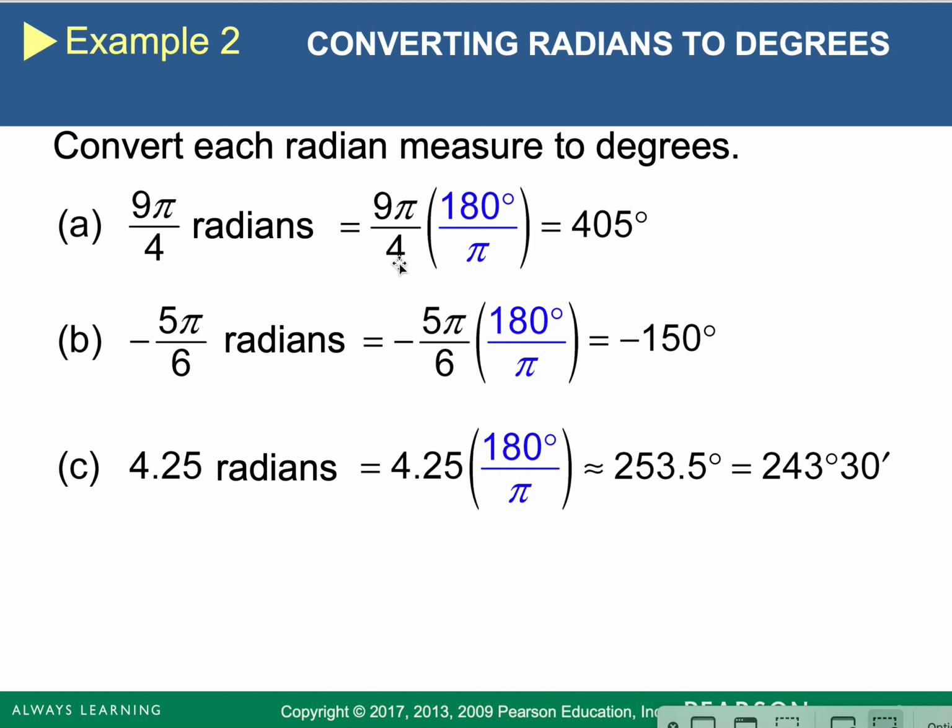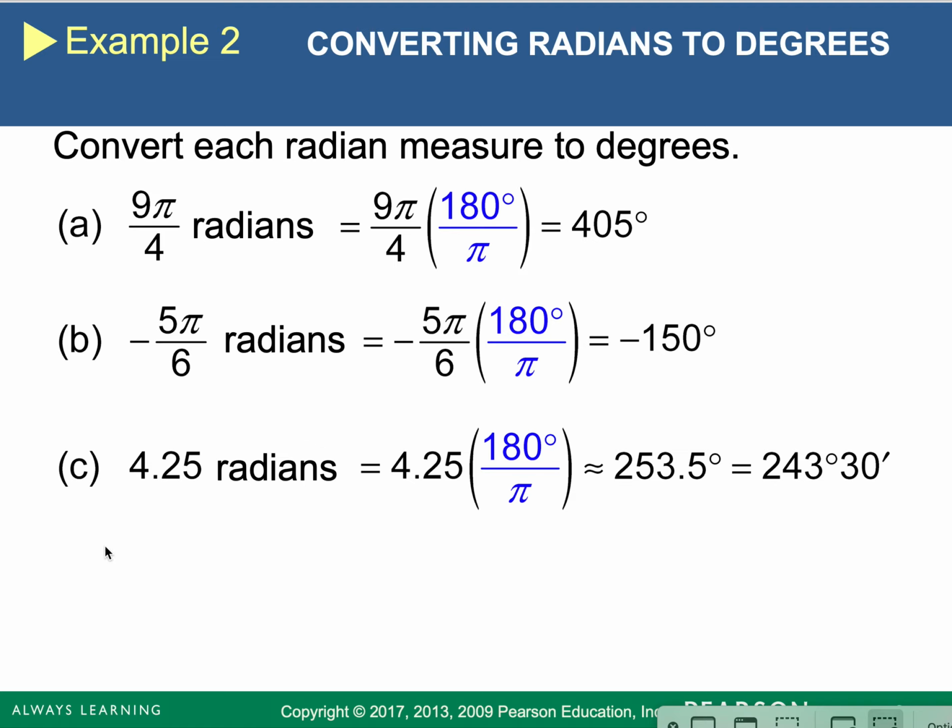So when you're entering this into the Web 2.0 calculator, you're going to enter 9/4 times 180. You're not going to enter the pi because we know they cancel out. And that gives you 405. Same thing here. You're going to do negative 5 divided by 6 times 180. You're going to ignore the pi's because they cancel out, and you're going to get negative 150.